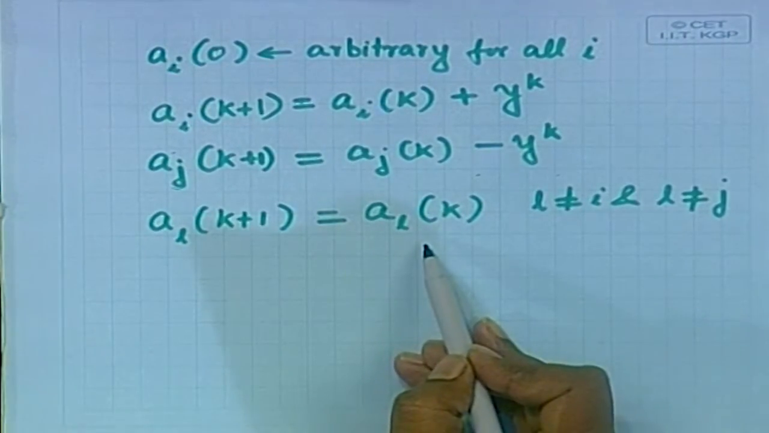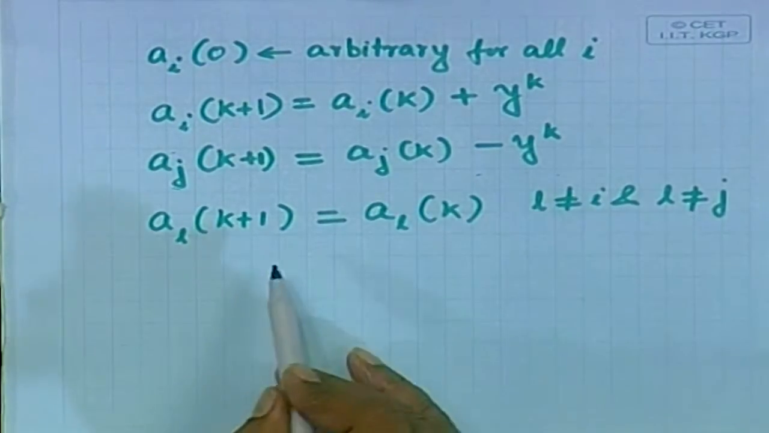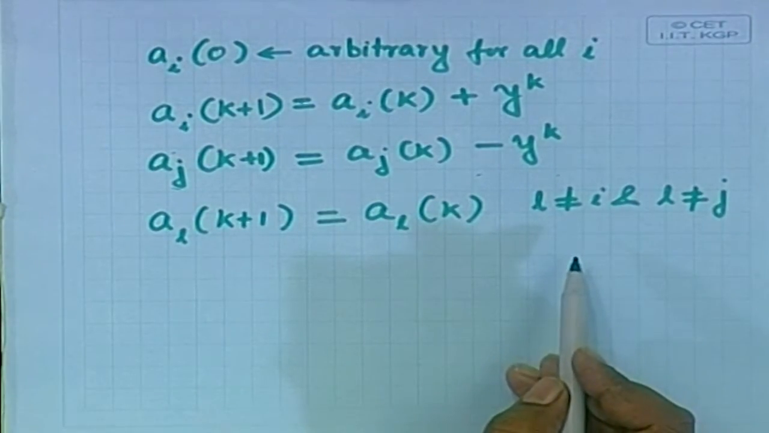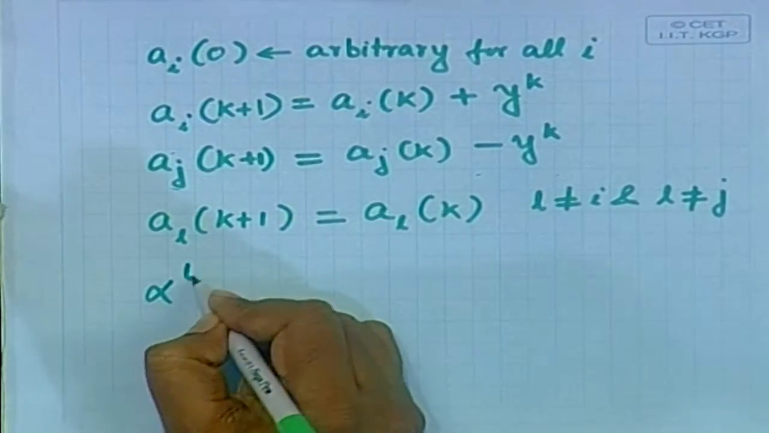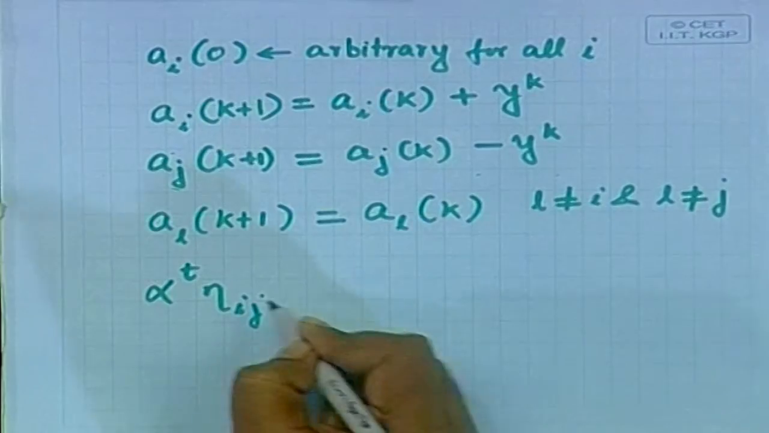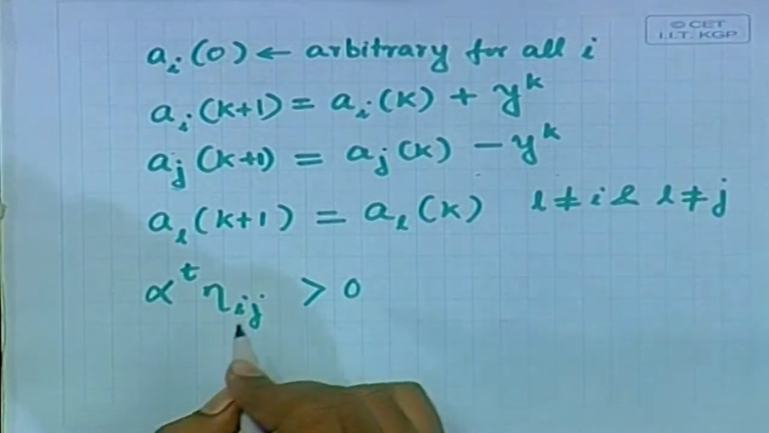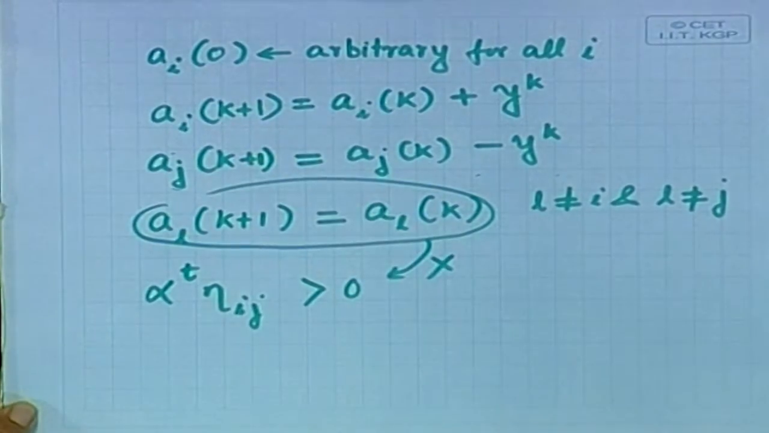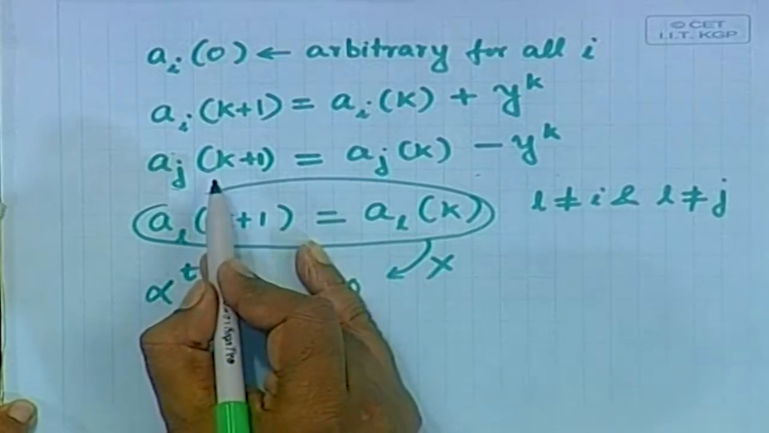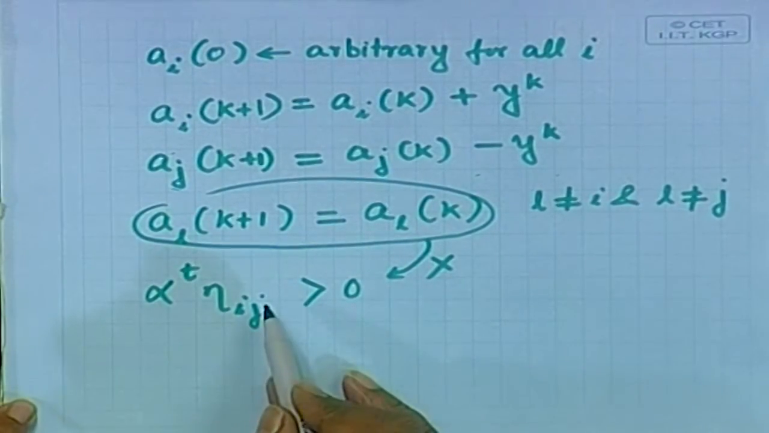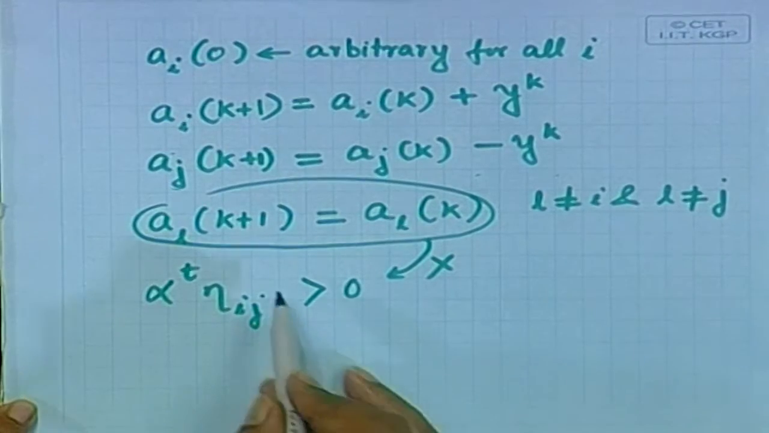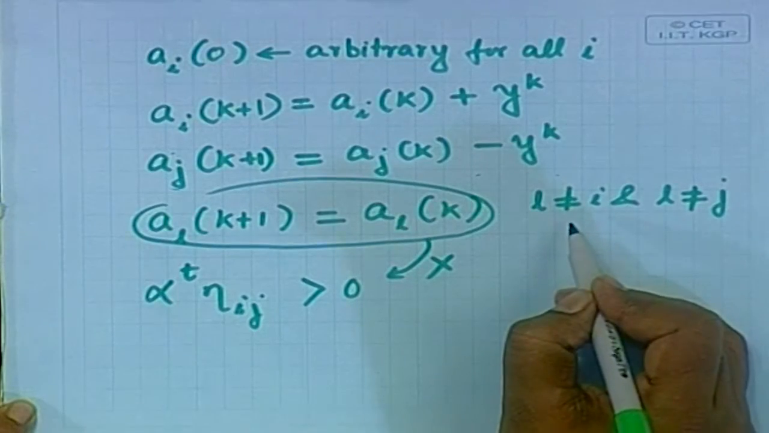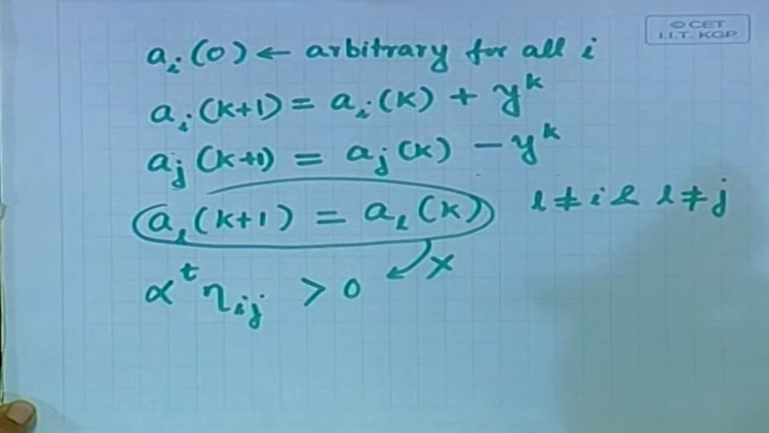All other weight vectors other than ai and aj remain unchanged, because these weight vectors do not take part in telling us whether alpha transpose eta ij is greater than 0 or not. These weight vectors do not tell us anything about this. Only the weight vectors ai and aj decide whether this condition will be satisfied or not. Is that okay? So, we are keeping al(k+1) equal to al(k) for all values of l which is not equal to i and not equal to j.